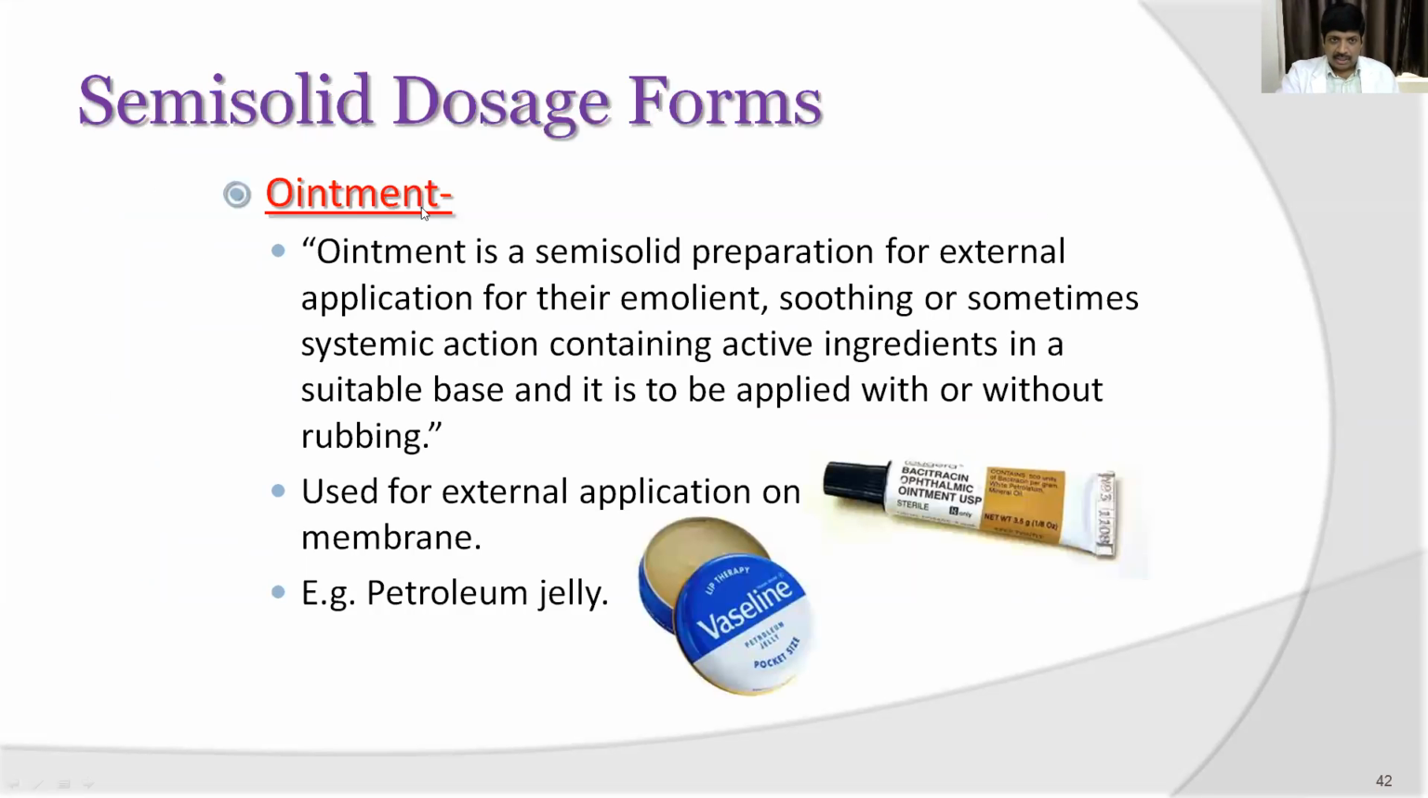Next are semi-solid dosage forms like ointment, cream, or paste. You must have seen and used the ointment and the cream. This is one paste, Kenacort, which contains triamcinolone, and this is a classical example of a paste. Then we have an ointment also: the calcipotriol ointment. These are the semi-solid dosage forms.